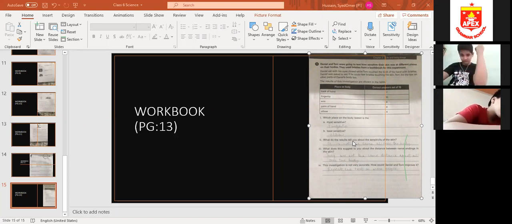What is least sensitive? Which areas? Just look at the table. Which area is the least sensitive? Yes, Rayan. Elbow. It's elbow. Write down the answer. Elbow. Okay.